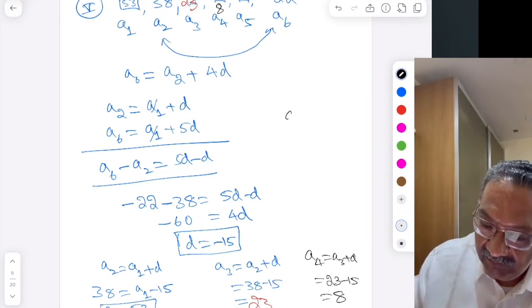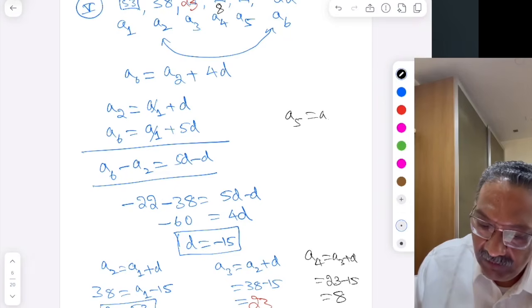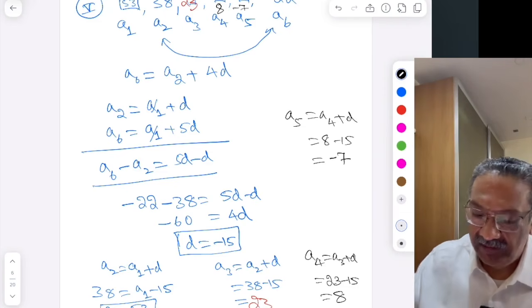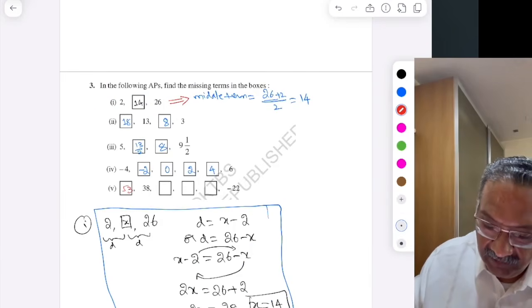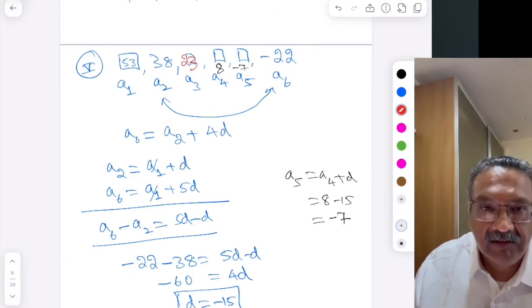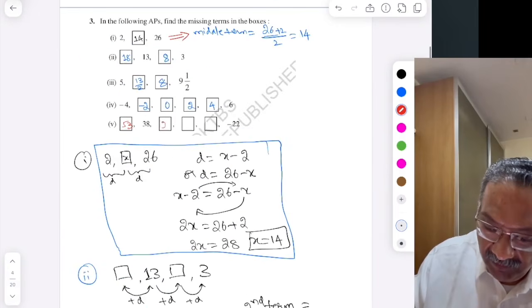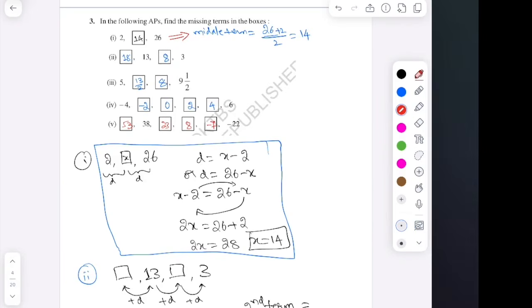So similarly A5 is equal to A4 plus D. A4 is 8, D is minus 15, which is equal to minus 7. So this happens to be minus 7. So the numbers are: first number is 53, second is 38, which is given, third term will be 23, next 8 and minus 7. 23, 8 and minus 7.